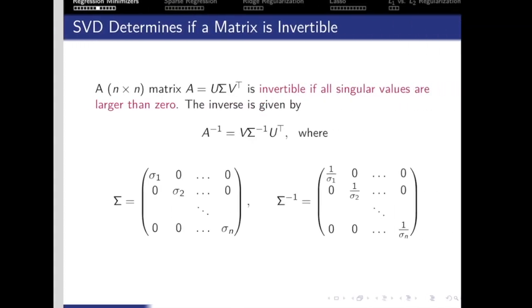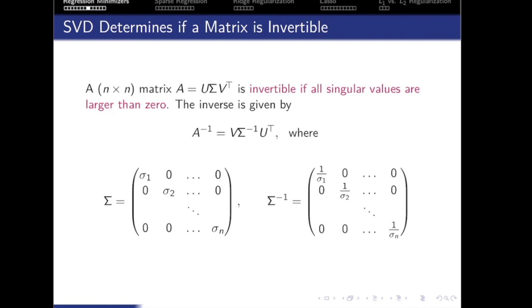And keeping this in mind, we can have a look now at what the connection is from SVD to the inverse of a matrix. So SVD determines if a matrix is invertible. And this we also had just briefly in the linear algebra recap. So we have here an n times n matrix A. We can only have invertible matrices which are quadratic.